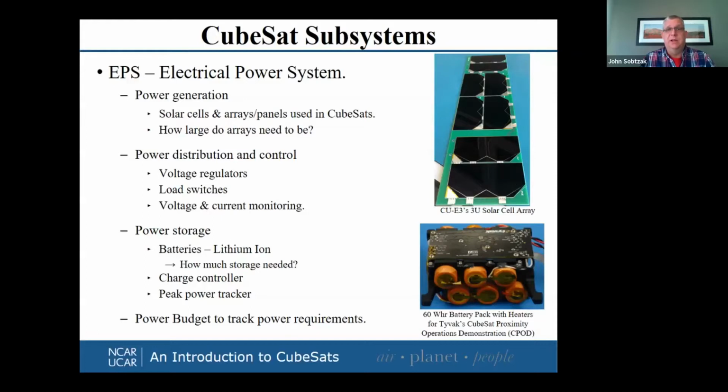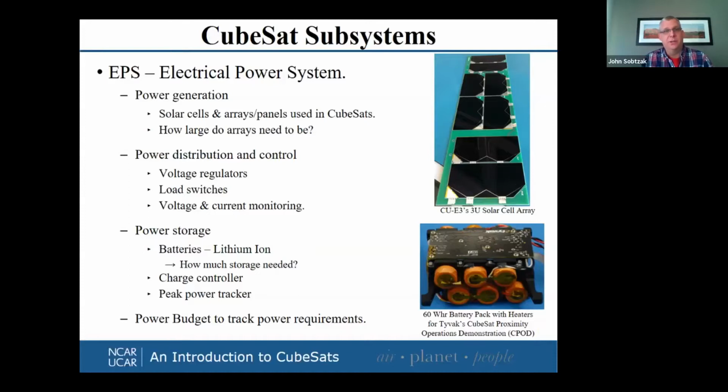Third job of EPS is you have to store power. Basically, if you're orbiting the Earth, you're going to go around the backside of the Earth, and you're going to be out of the sunlight, and you're not going to have any power supply. So CubeSats use lithium-ion batteries like everything else these days. One of the big questions is, how big of a battery storage do you need? How many battery cells?